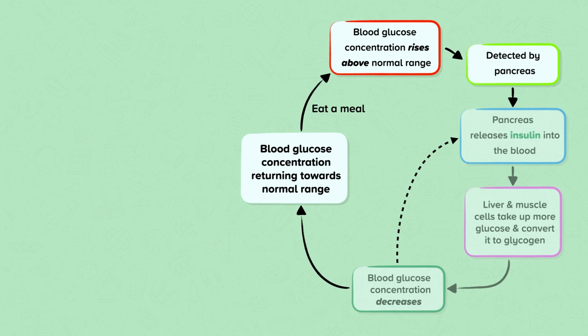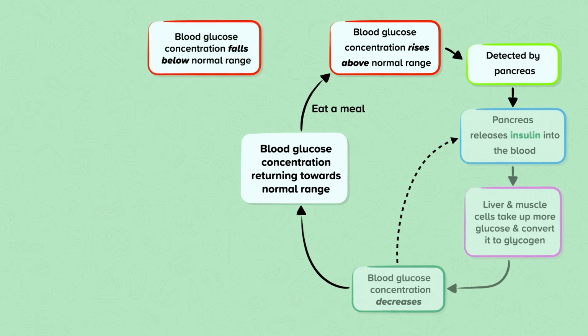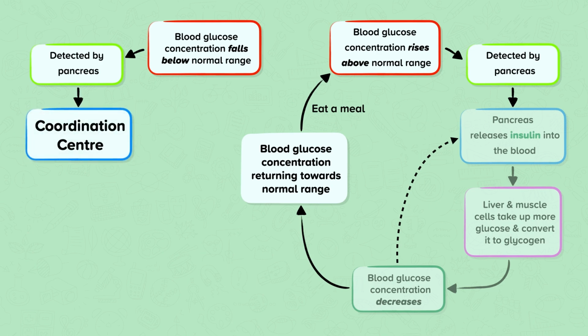But what if the stimulus, this time, is the blood glucose concentration falling below the normal range? Perhaps because you've been exercising for a very long time or you've skipped a meal. Well, again, this is detected by the receptor, which is the pancreas. The pancreas, as we know, is also the coordination center, which releases glucagon into the blood this time.